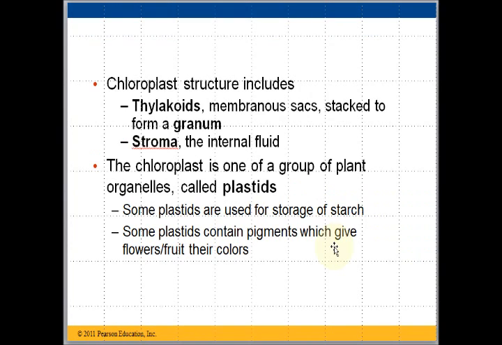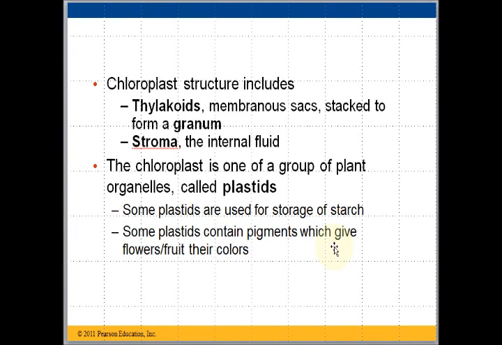The chloroplasts have a couple different structures inside, and we'll look at a zoomed in model in just a second. They have these sacs called thylakoid membranes. They are in stacks. So if you can imagine round sacs stacked in piles, these stacks are called granum, and then they have a fluid around them called stroma. So inside the chloroplast you have thylakoid membranes, which are stacked together to form granum, and then you have stroma, which is the fluid inside.